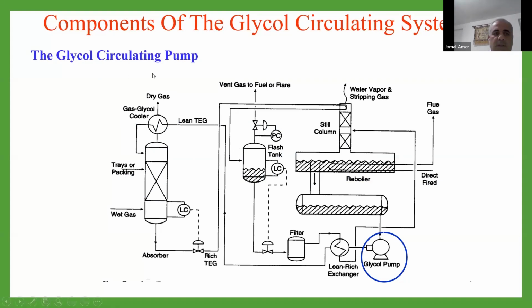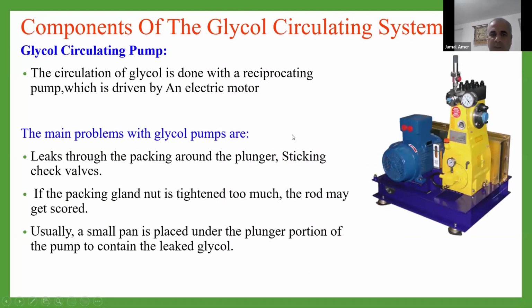Glycol circulation pump. This is the pump, usually a reciprocating pump. The main problem with this pump is leaks through the plungers, and also in the winter when the glycol becomes a little more viscous, sticking valves, because as we said, this is a reciprocating pump, so we have internal valves and check valves. The balls of these check valves will get sticky, and the pump will not operate as required to circulate the required flow rate.